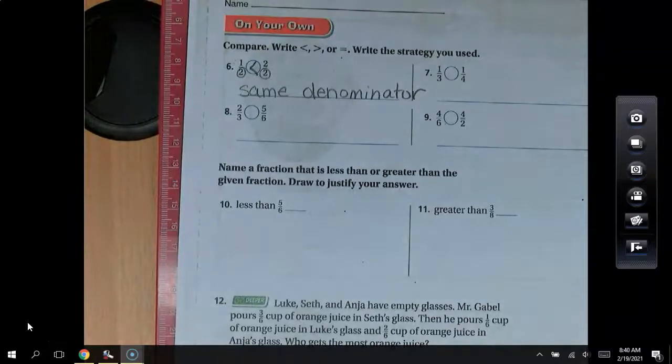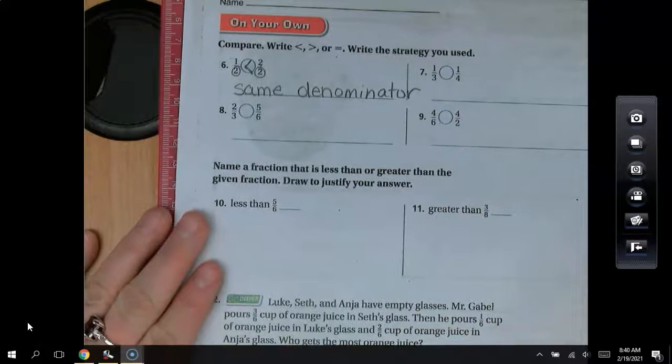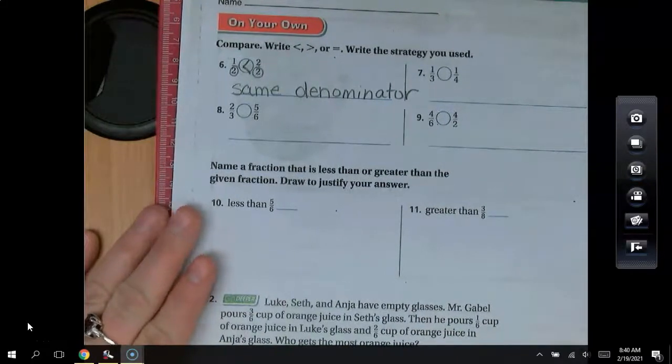We had the same denominator. Okay, let's look at number 7. Do you notice anything that's the same on number 7?